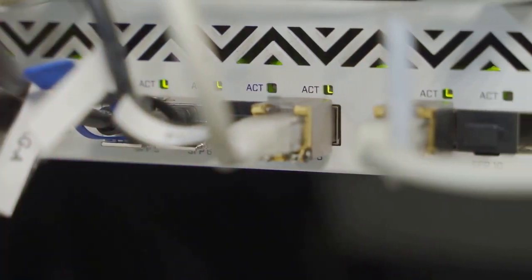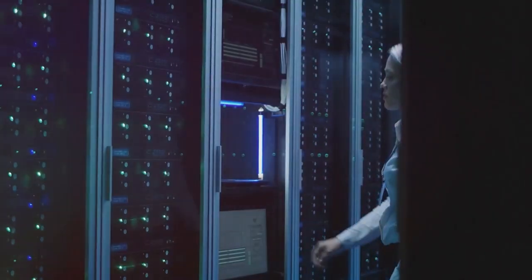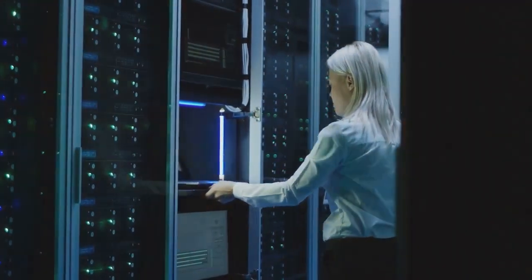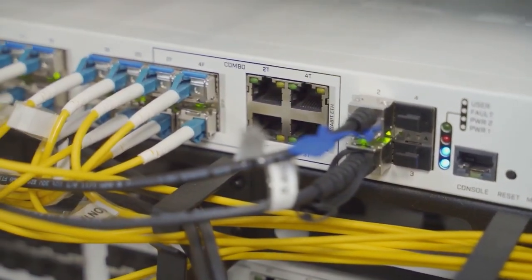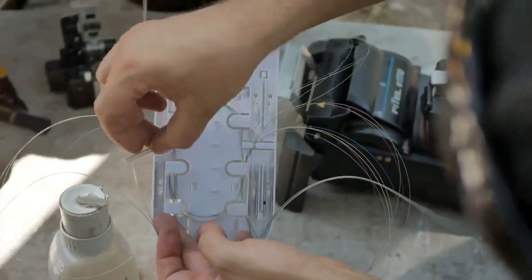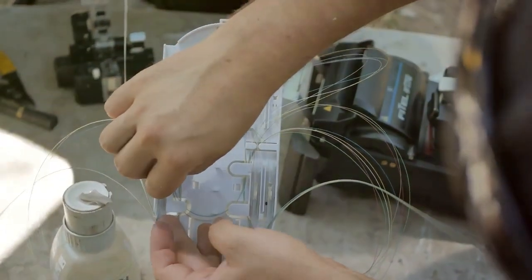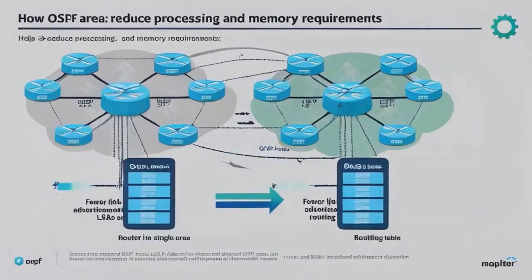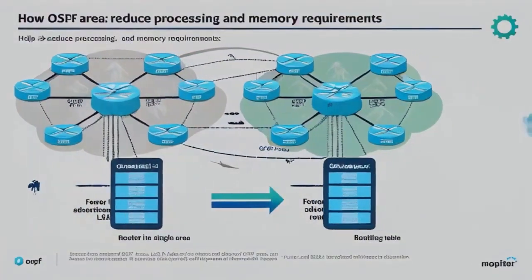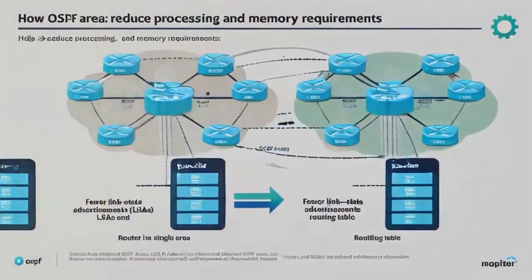For larger networks, multi-area OSPF offers scalability and more efficient management. You get a network that can grow without becoming unmanageable. Faster convergence is another advantage. When changes occur, the network adapts more quickly, which increases stability. Finally, OSPF areas help reduce processing and memory needs. By minimizing LSA exchanges, your routers work smarter, not harder.